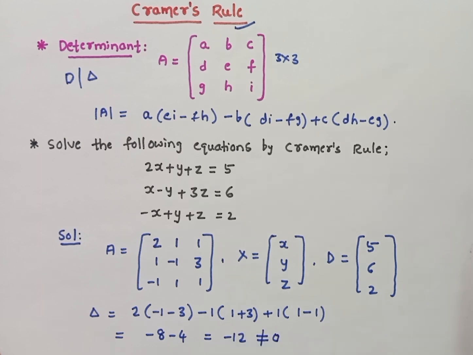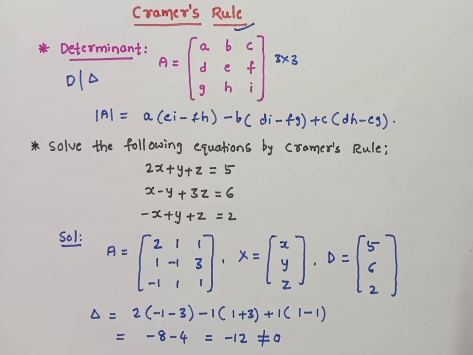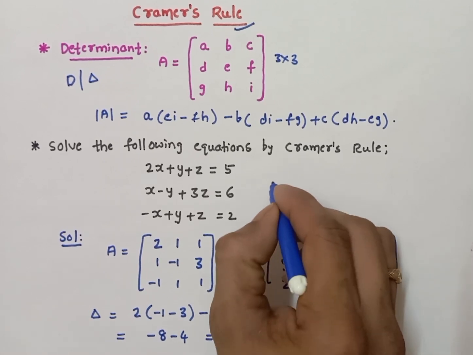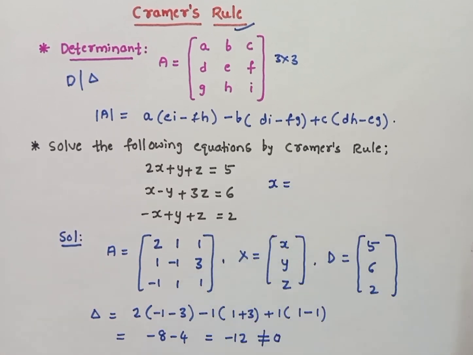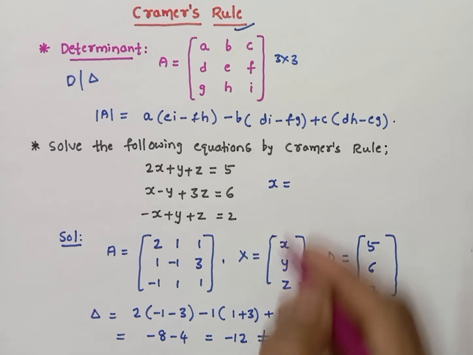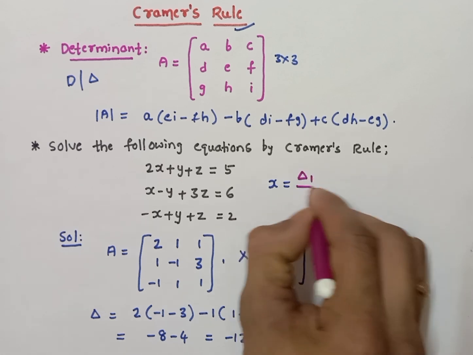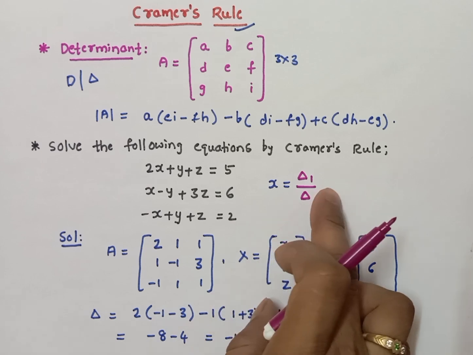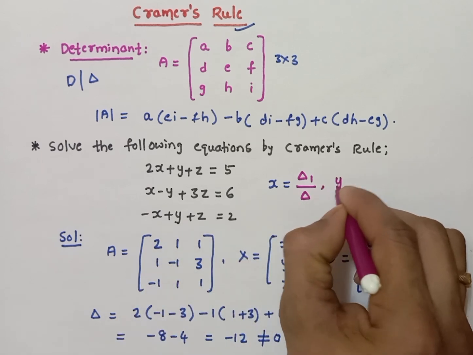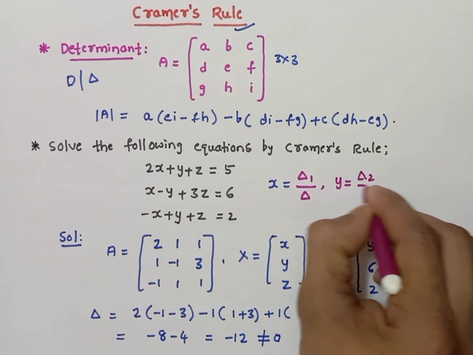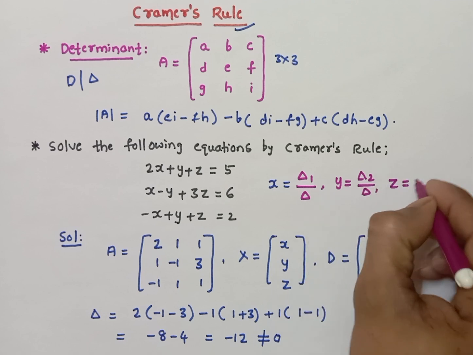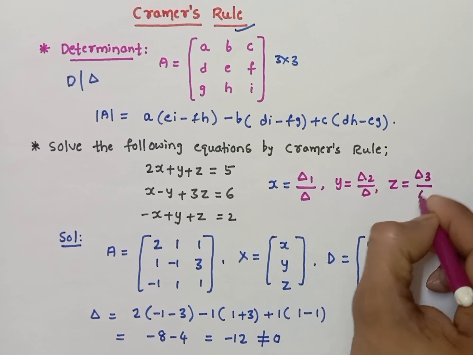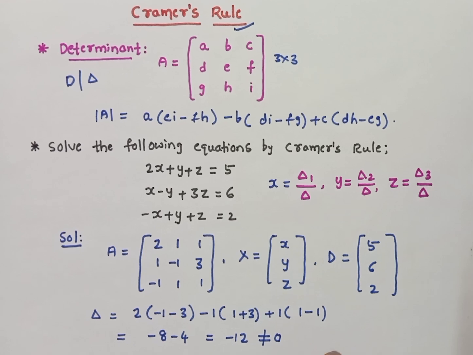Remember, whenever delta is not equal to 0, we'll get a solution for sure. If delta is equal to 0, we won't get a unique solution. We got delta. How do we find the x, y, z values? The formulas are: x value is given by det1 by det, where we already have delta. I'll tell you how to find det1. The y value is given by det2 by det, and similarly the z value is given by det3 by det. Det is just short for determinant, delta.